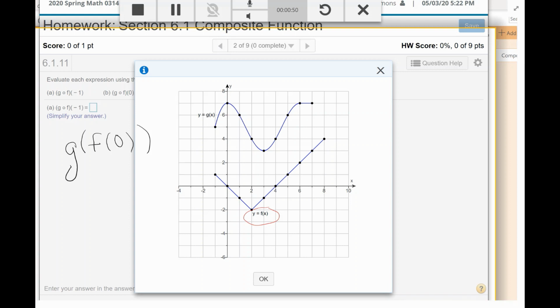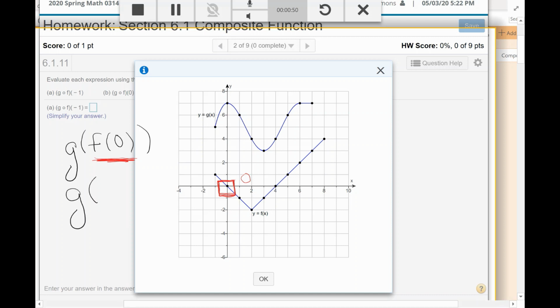Now, you always work with the innermost function first. So I'm working with the one that's inside the parentheses, the f of 0. So f of 0 means go to the f function, which is the one at the bottom, and find where x is equal to 0. I'm going to put a red box at where x is equal to 0. X is equal to 0 right here. Now, what is my y value right there? My y value is also 0. So the answer to f of 0 is actually 0.